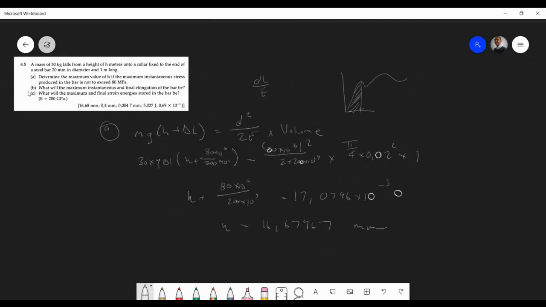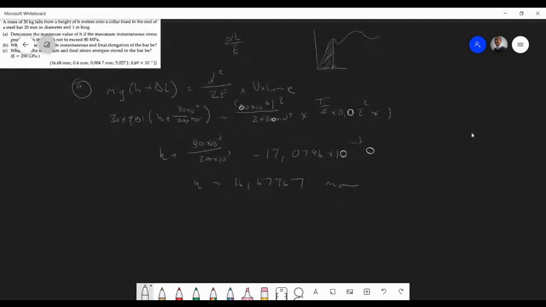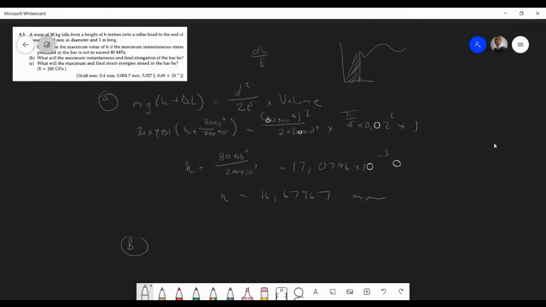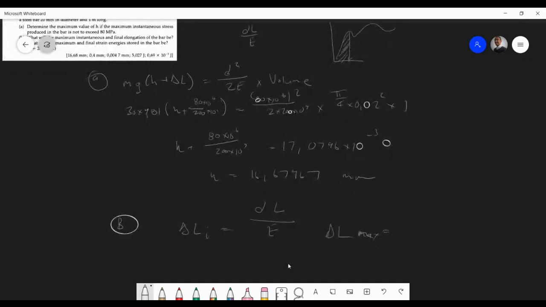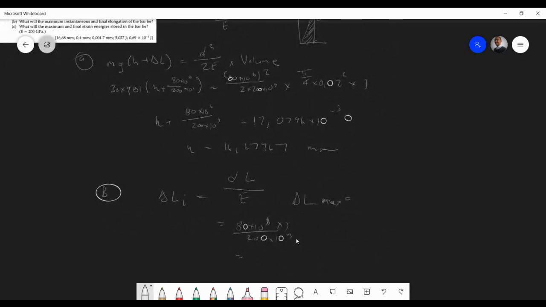Looks good. They ask now what would be the maximum instantaneous and what would be the final elongation? You're going to go here, change in length instantaneous and change in length max. Who can tell me for instantaneous? We're just going to use stress given, L over E. That is correct. Of course, it's times 1. So that's my instantaneous.